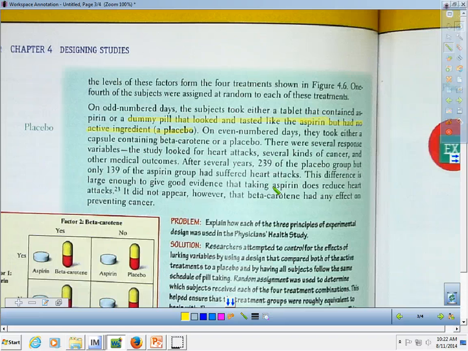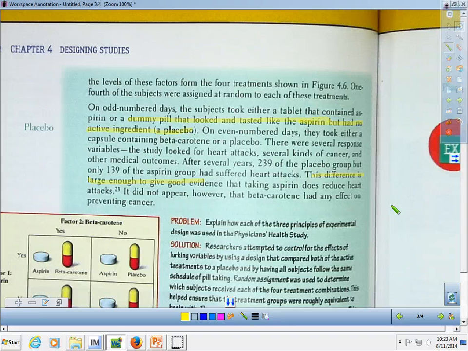There were several response variables as they looked for heart attacks, several kinds of cancer, and other medical outcomes. After several years, 239 of the placebo group, but only 139 of the aspirin group had suffered heart attacks. This difference is large enough to give good evidence that taking aspirin does reduce heart attacks. Now, this difference is large enough is something that we're going to have to take a look at a little bit later on also. So, great, 100 fewer had heart attacks. What we have to determine later on when we get to our inference procedures is whether that difference is large enough to be significant, something we talked about with our Coke versus Pepsi experiment that we did at the beginning of class.